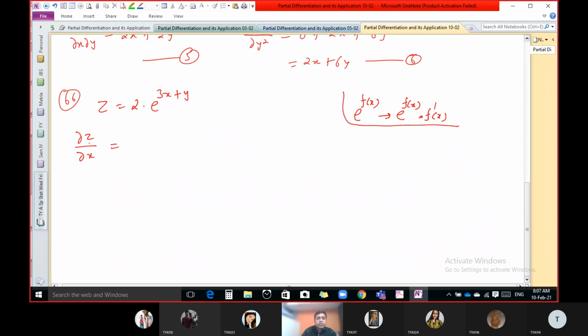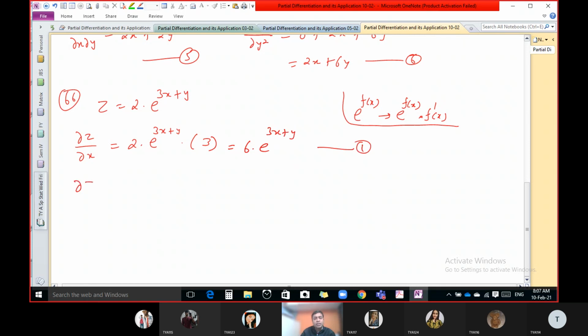So if you want to differentiate this with respect to x, use the same thing. 2 is a constant, keep as it is. E raised to anything, put that as it is, into the derivative of this with respect to x. Now tell me the derivative of this power with respect to x. 3 plus 0, that means 3 only. So ultimately 3 twos are 6 into e raised to 3x plus y. This is the answer.